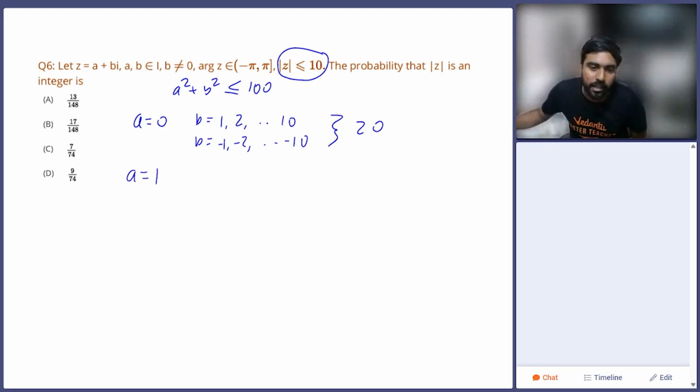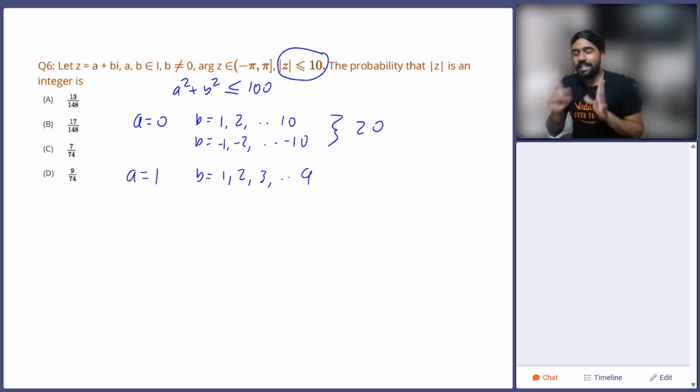Now if I take the smaller term's magnitude as 1, what will I have? I can take b equal to 1, 2, 3 up until not 10, 9. And now we have to do a little bit of work. See, now I have only made this combination 1, 1, 1, 2, 1, 3. Now how many manipulations with negative and switching between a and b I can do, that I have to think.